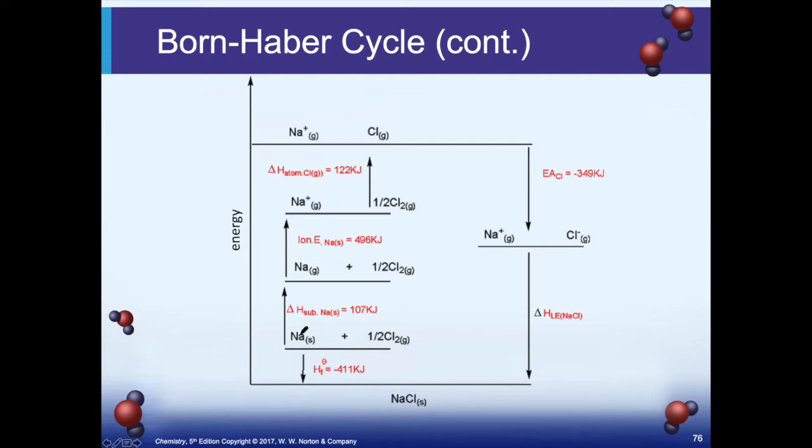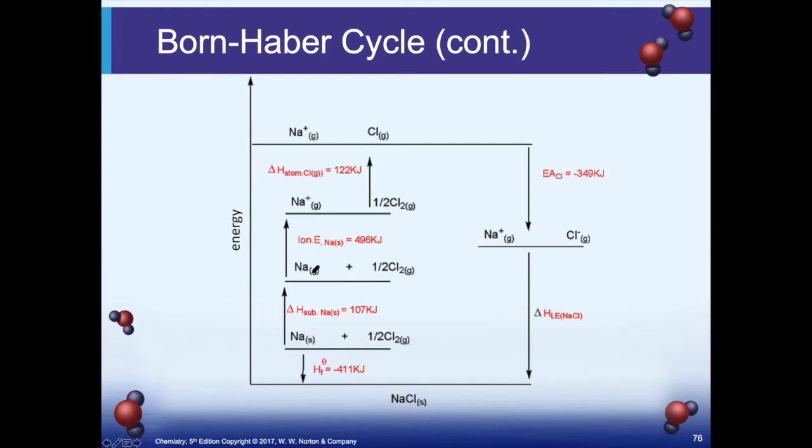Okay, and the first thing I did was I figured out how much energy was going to be required to go from the sodium in its solid state to the sodium in its gaseous state. And that is the delta H of sublimation, which was 107 kilojoules. Okay, but the chlorine didn't change. So that goes unchanged from here to here. And by the way, this axis is meant to represent the energy. So the higher up we go, the higher the energy level.